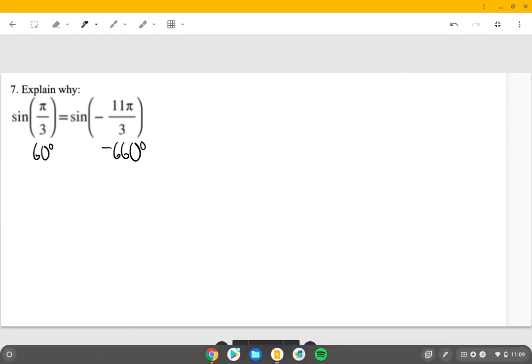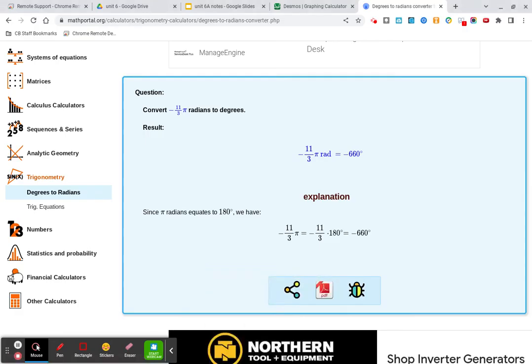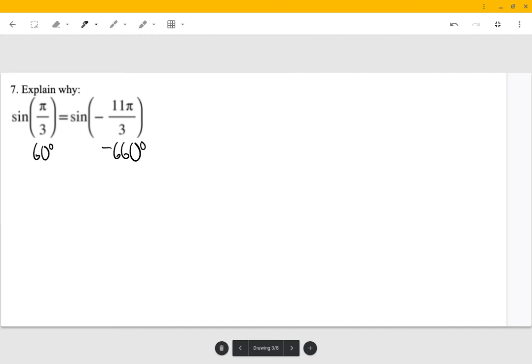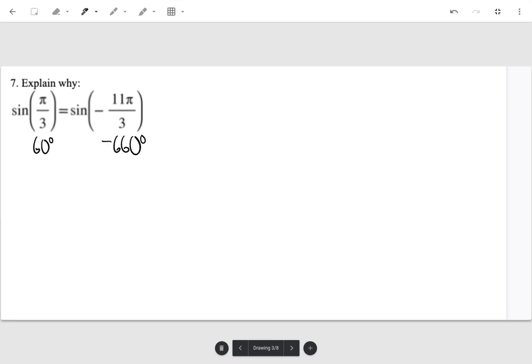Okay. So one of these is positive and one of these is negative. To check why these sines are equal, we're going to consider the fact that they could be coterminal angles. Remember, coterminal angles end at the same spot on the unit circle. And I talked about if two angles are coterminal, then they have the same value of sine, cosine, and tangent. To check whether these are coterminal, I'm going to take 60 degrees and subtract 360. So 60 minus 360 is negative 300.